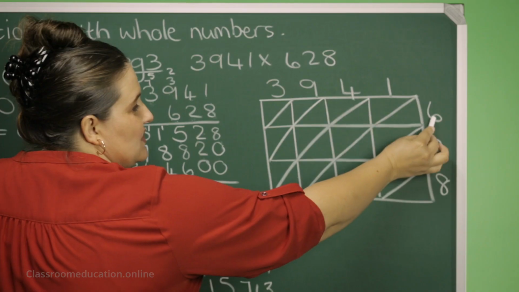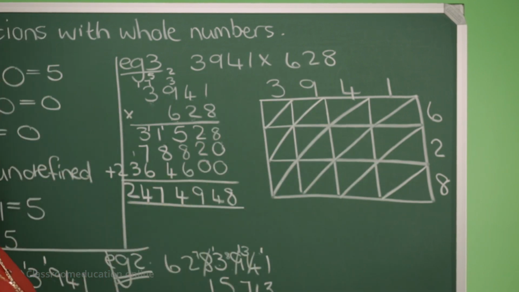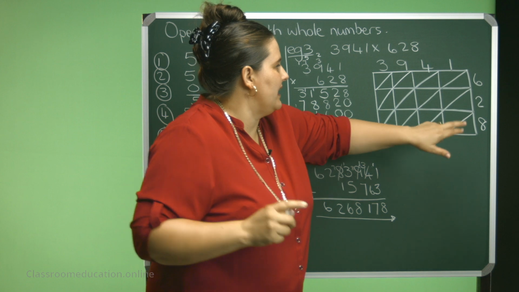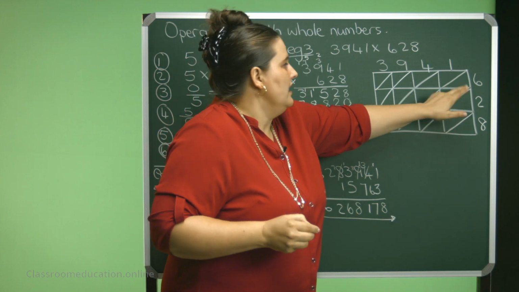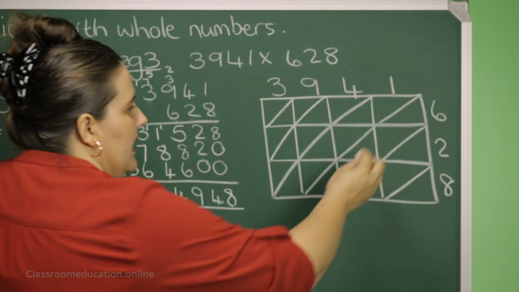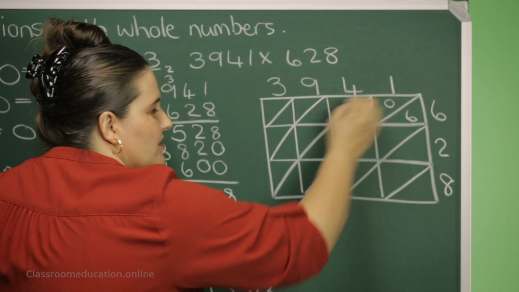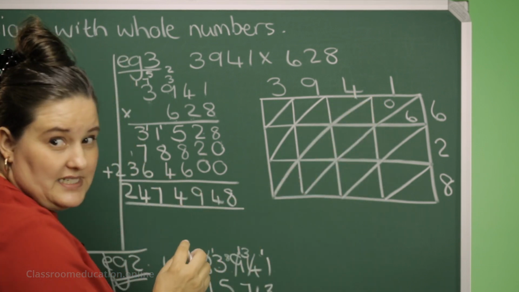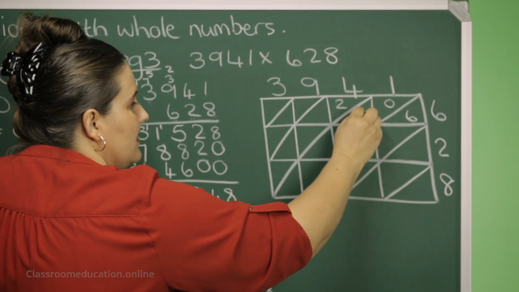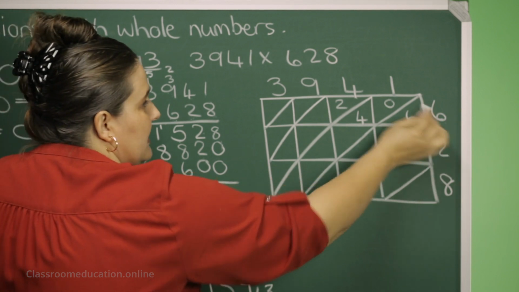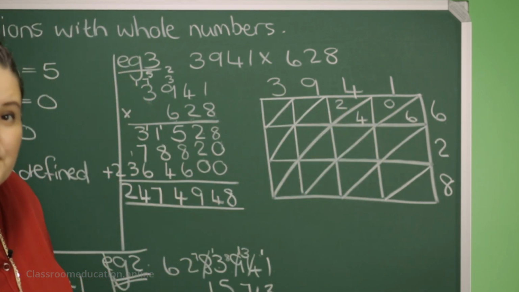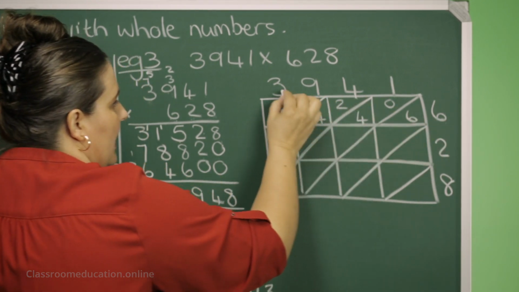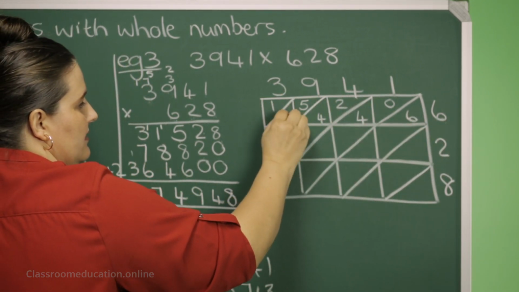I will say 6 times 1 is 6. Now, each little square represents, if you think about that, units and tenths, okay? So 6 times 1 is 6 units, but 0 tenths. 6 times 4 is 24. 6 times 9 is 54. 6 times 3 is 18.